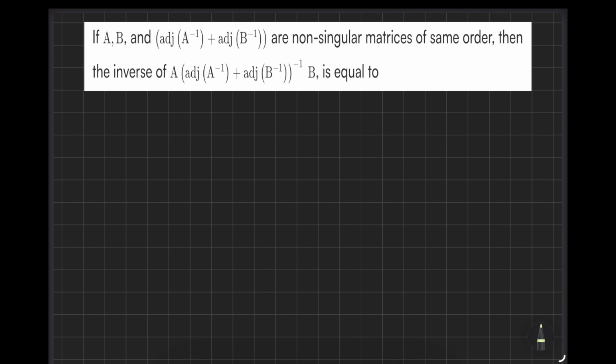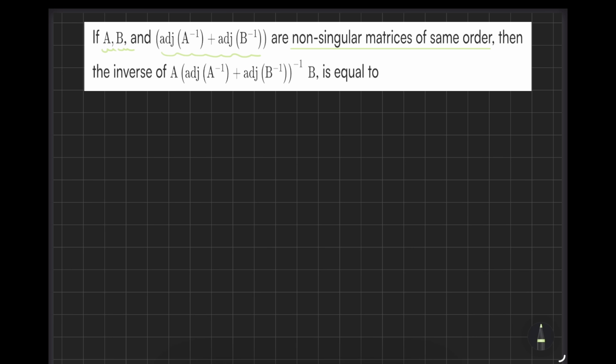So, we got a wholesome new problem which says: if A and B are non-singular matrices of the same order. Non-singular matrix means, suppose a matrix is singular, its determinant will be 0. If it is non-singular, its determinant would be something other than 0. Correct? Now we have to find the inverse of this matrix.